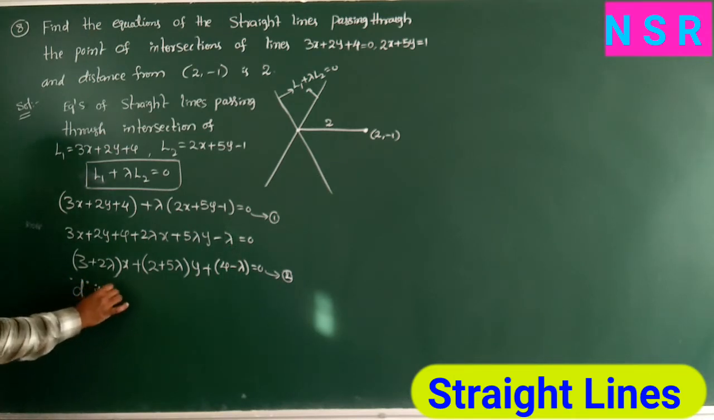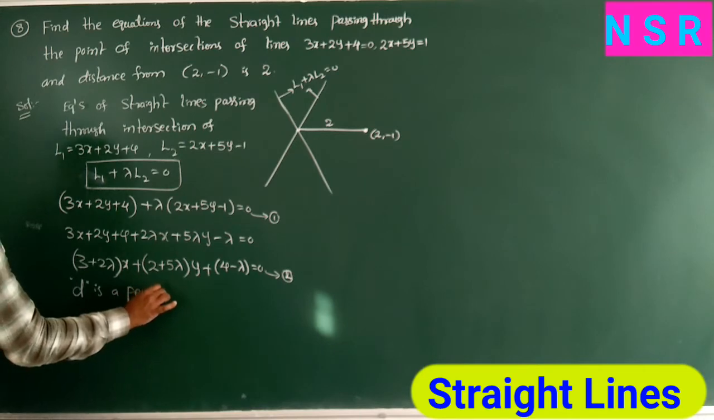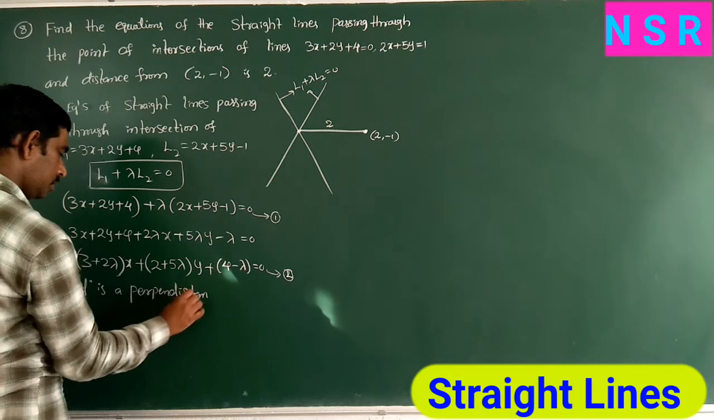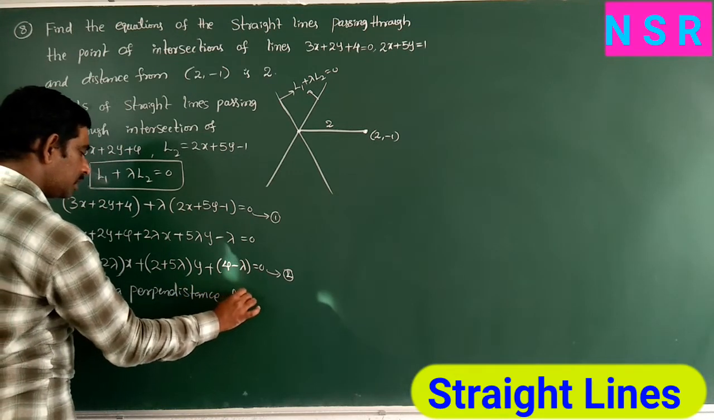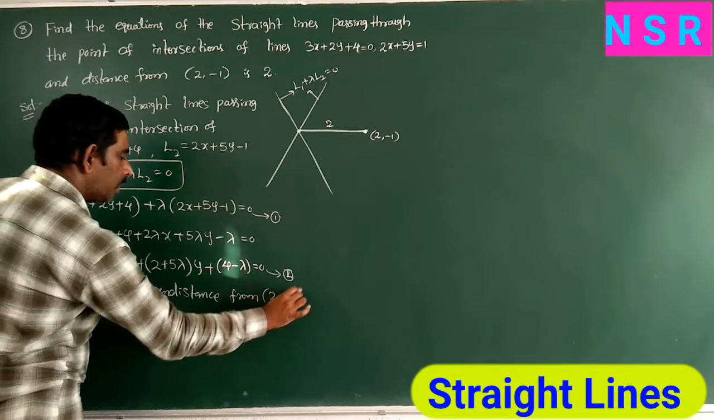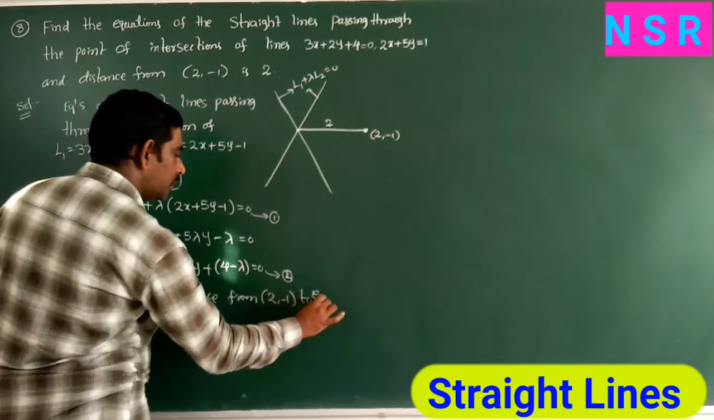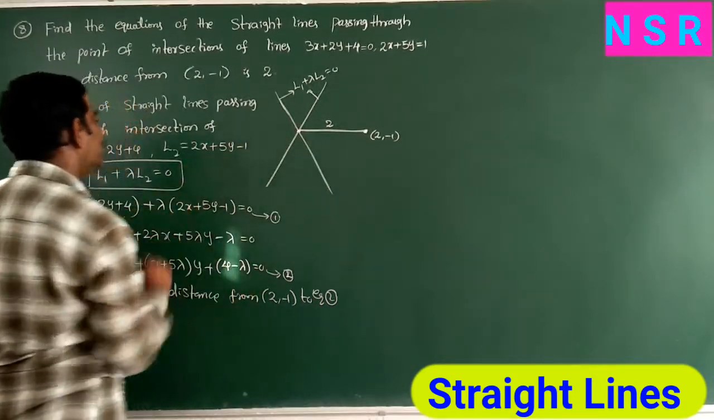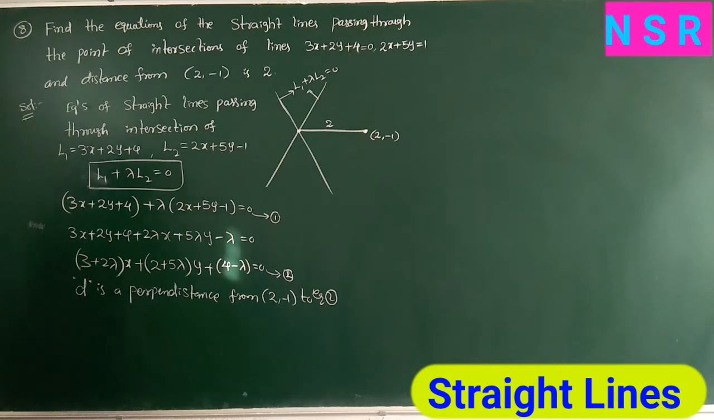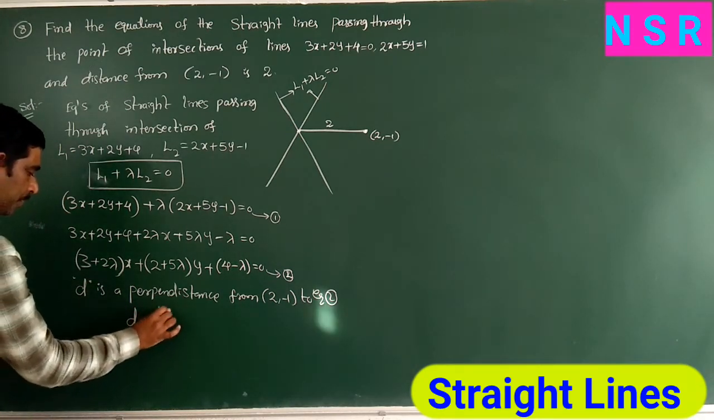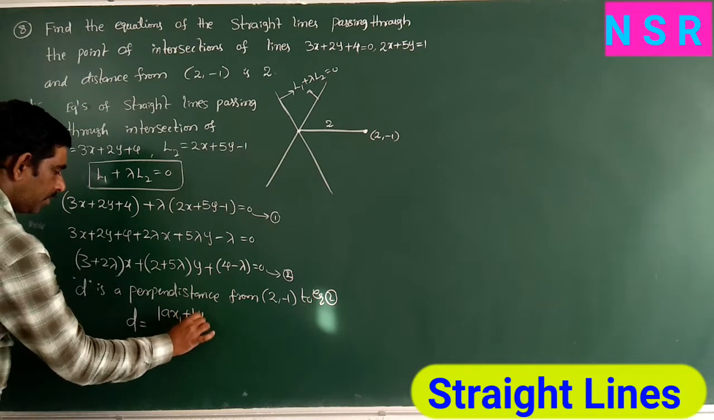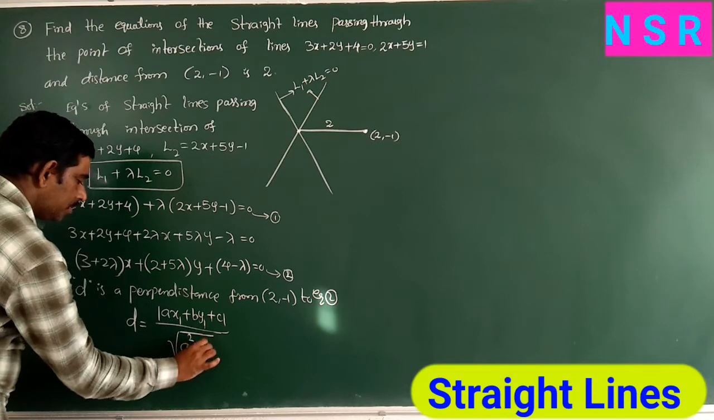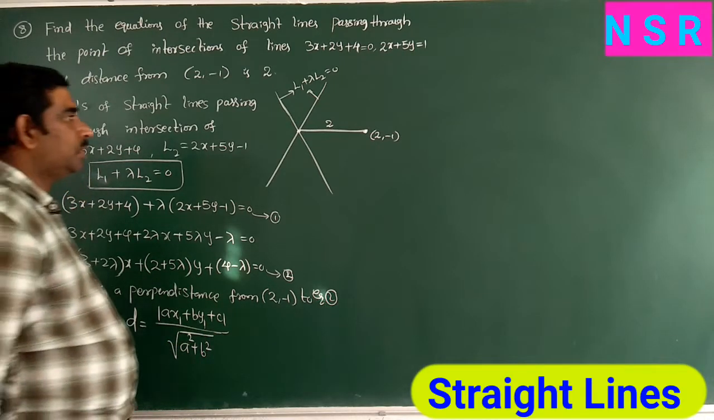So D is the perpendicular distance from (2, -1) to equation 2. So we get this line's equation. This line has a perpendicular distance from the point to this equation. So here we have the formula D is equal to |ax1 + by1 + c| by square root of a square plus b square. Here the given D value is 2.